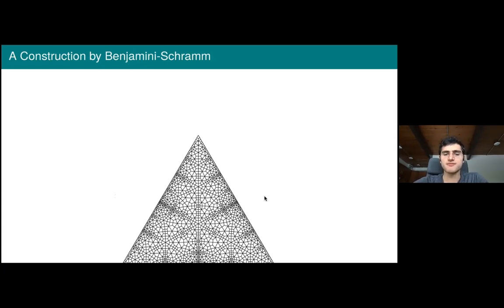I'm not going to prove why it does have polynomial growth, but we'll see a similar proof later on. They further were able to give a notion that, given a sequence of finite planar graphs, you could obtain an infinite planar graph that has similar properties.